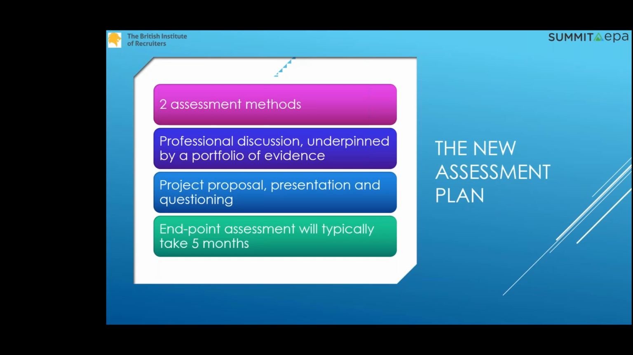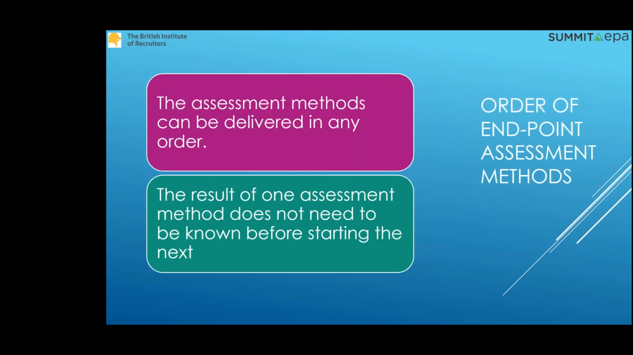As you can see, one of the big differences here is that the endpoint assessment will typically take 5 months. So from entering Gateway, they've got 5 months to complete their endpoint assessments. You've got 2 assessment methods, and these can be delivered in any order. So you don't have to pass one before moving on to the next, and the assessment result from one doesn't need to be known before starting the next one. There's no particular order that these have to be done.